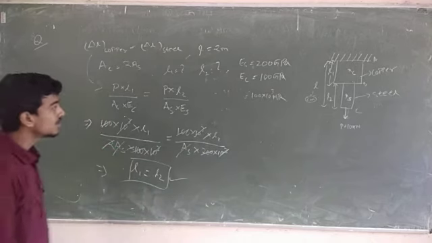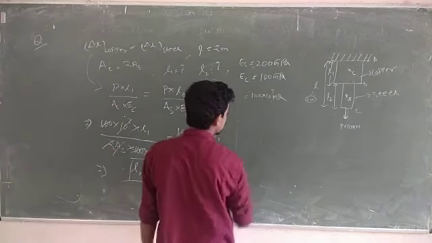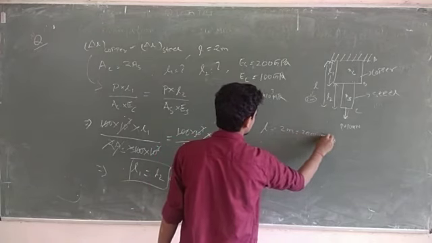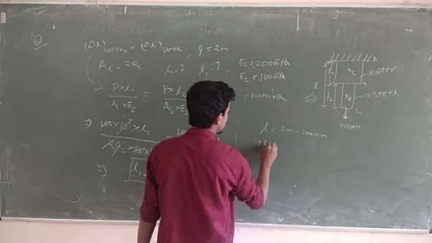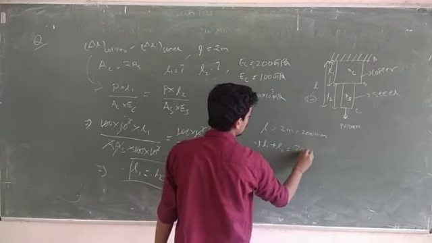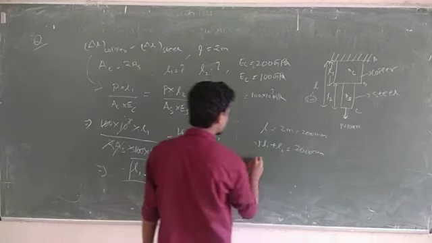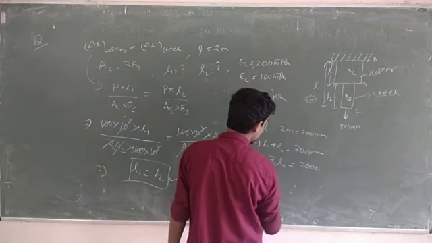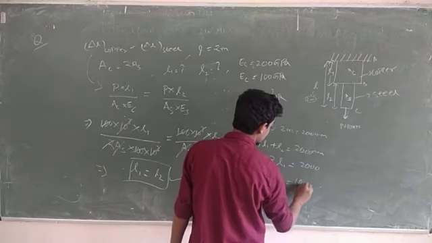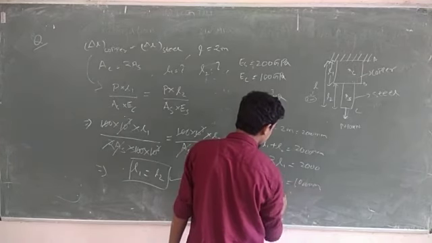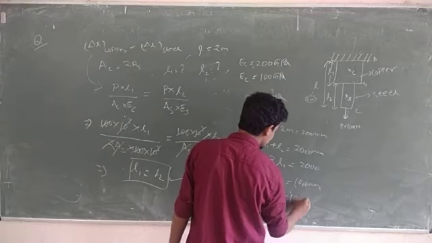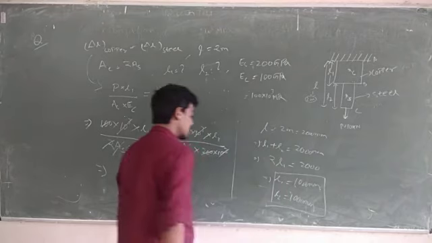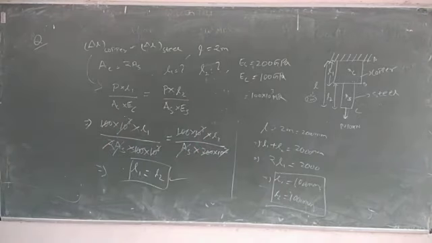Okay, so we already know total length is 2 meter, means 2000 mm. So here L1 plus L2 equal to 2000 mm. Now because L1 equal to L2, so 2L1 equal to 2000, then L1 will be 1000 mm. So L2 is also the same, L2 is equal to 1000 mm. So this is same for both the values.